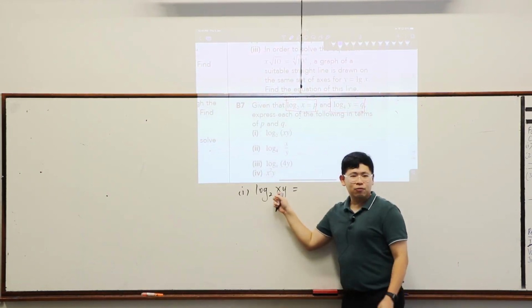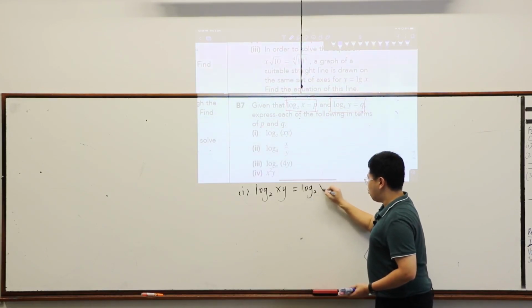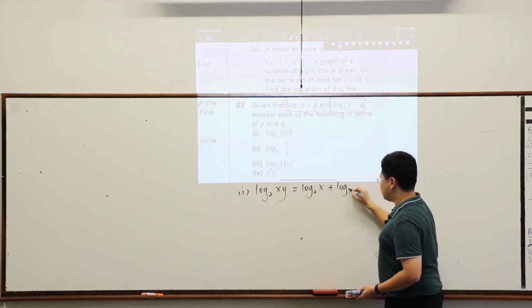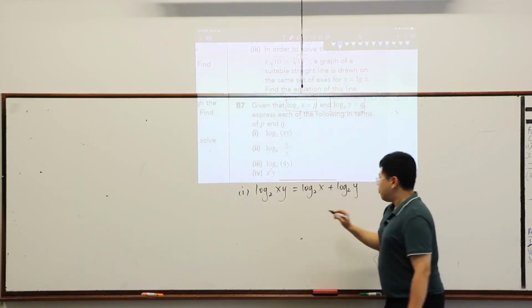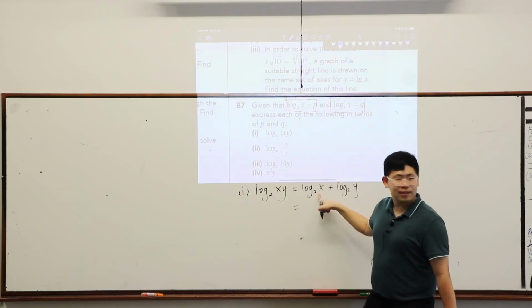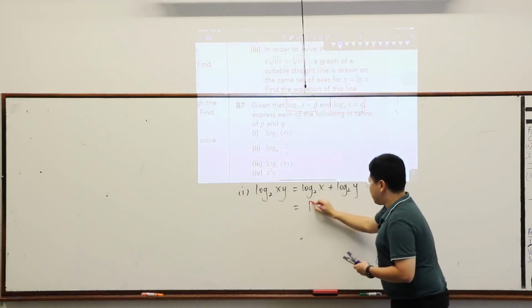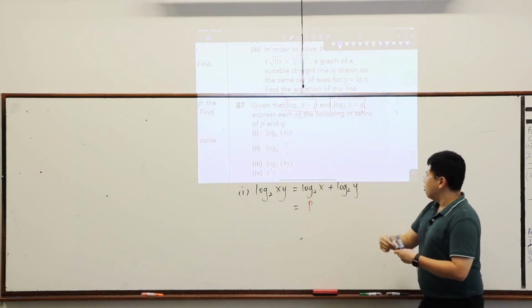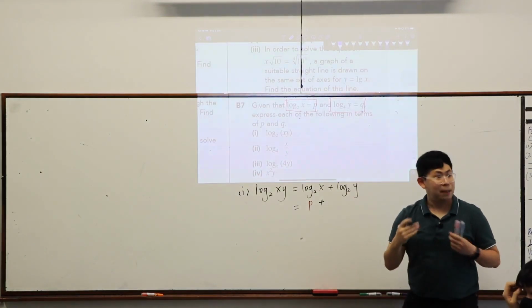If it's a product, we can change it to a sum, correct? So this is going to be log base 2 of x plus log base 2 of y. Now, very nice, what is log base 2 of x? It's our p. We can sub in the p over here. Then log base 2 of y is a problem. We cannot replace it because we need base 4.